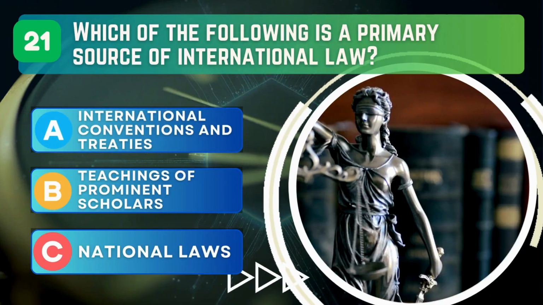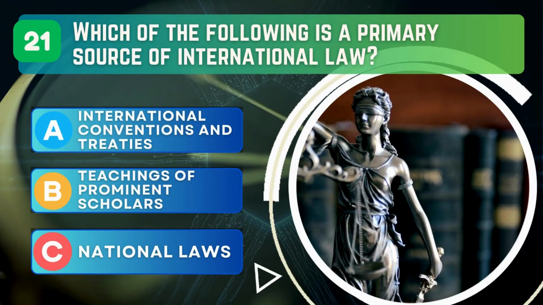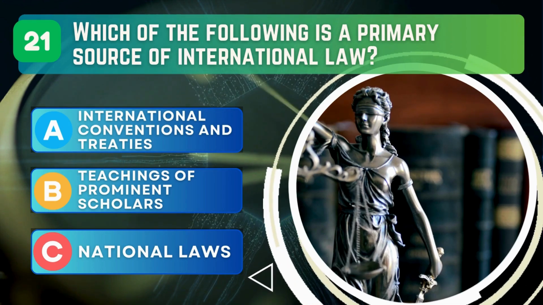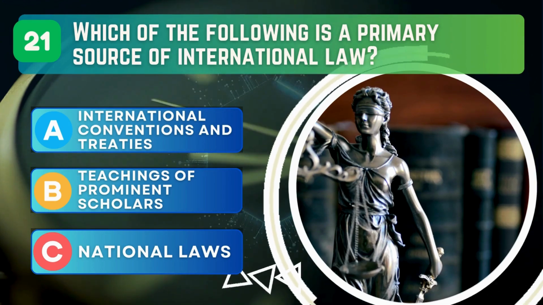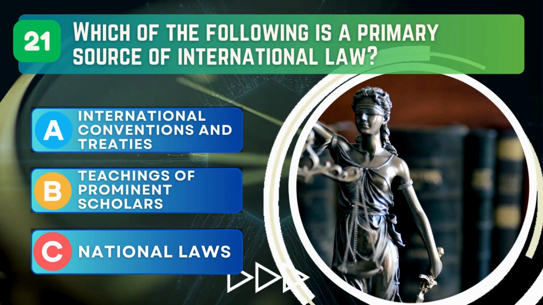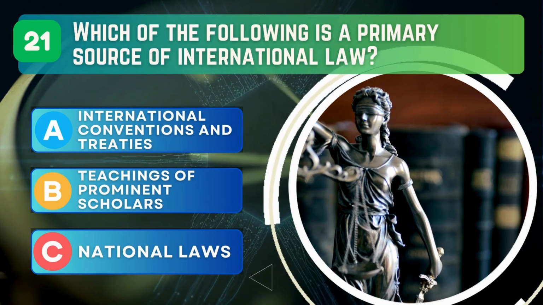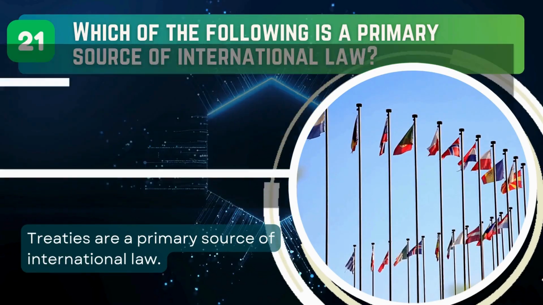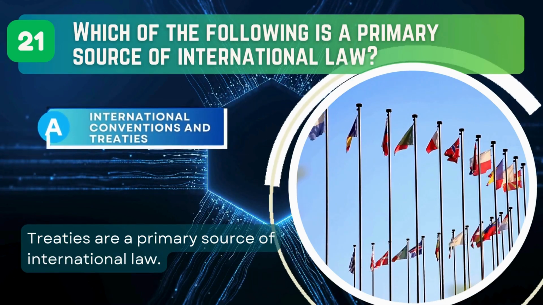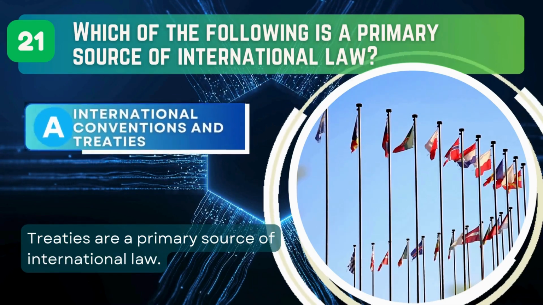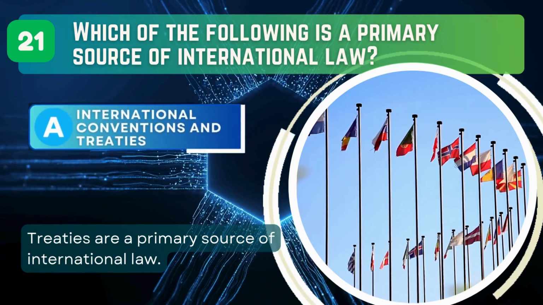Which of the following is a primary source of international law? International conventions and treaties.